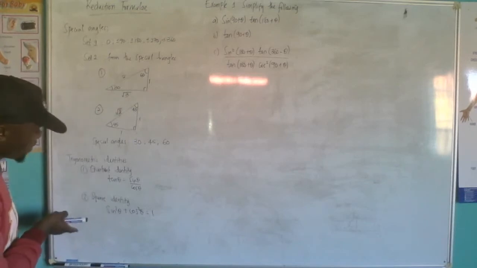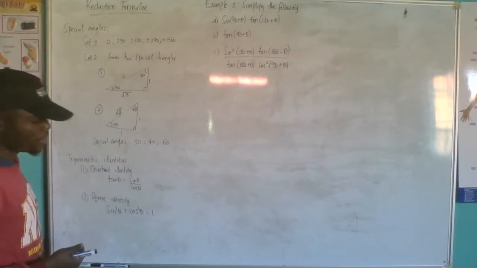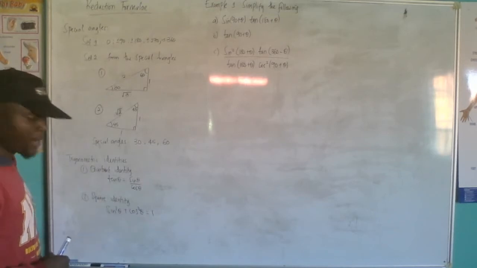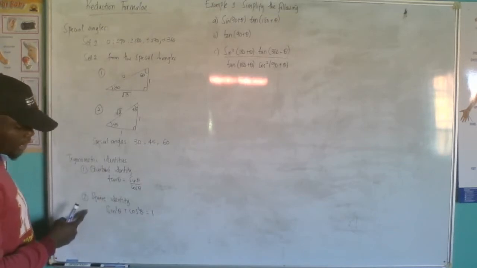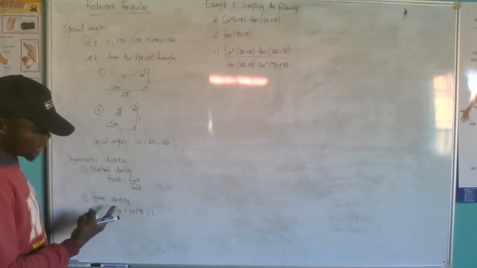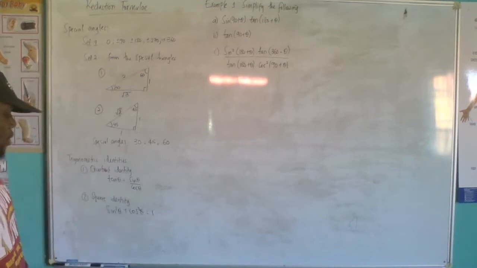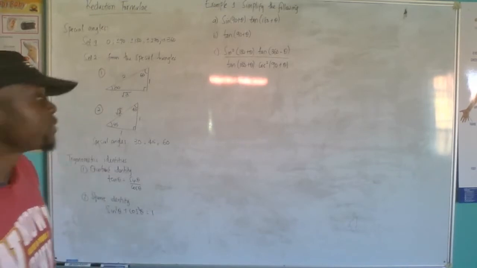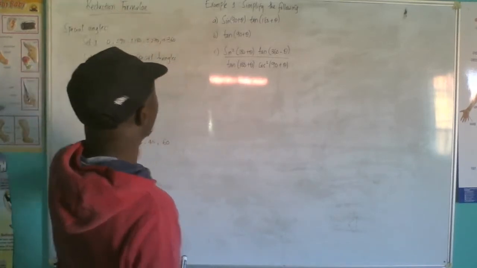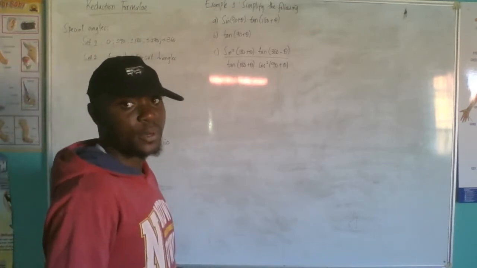Trig identities. We have the quotient identity, where tan theta equals sine theta over cos theta. That one you proved in your grade 11. You proved how you come about that identity. And the second identity, you also did it in grade 11, which is the square identity: sine squared plus cos squared is equal to 1. So for now, those are the two identities that we have. We are going to use those in simplifying your reduction expressions.